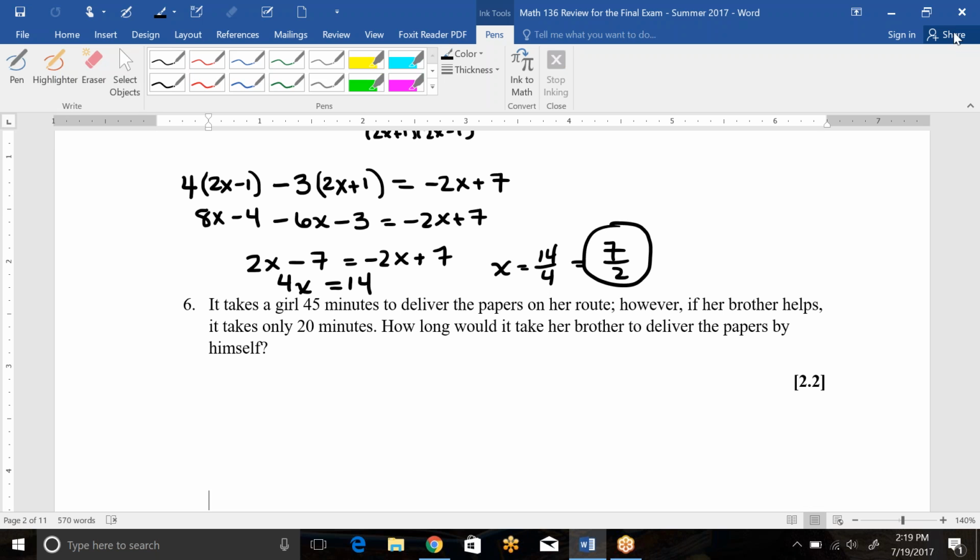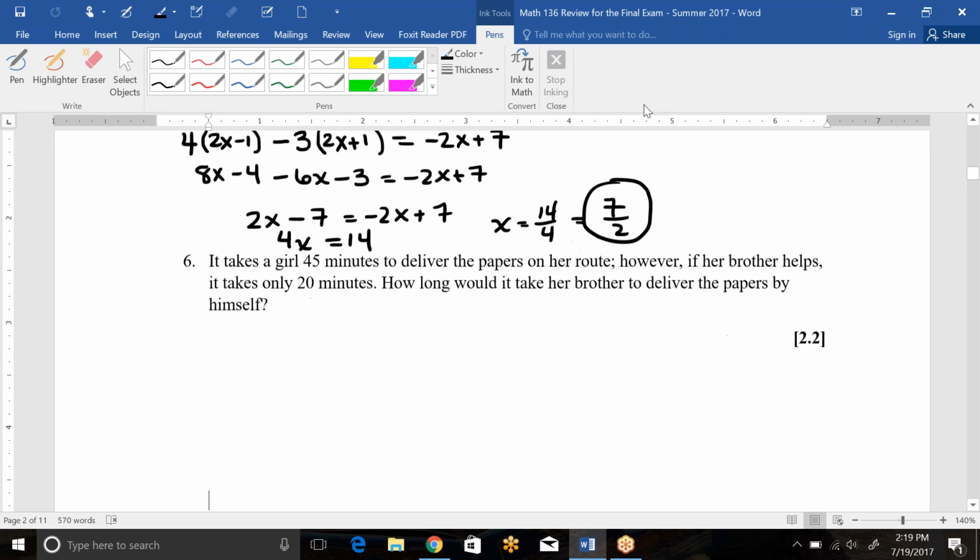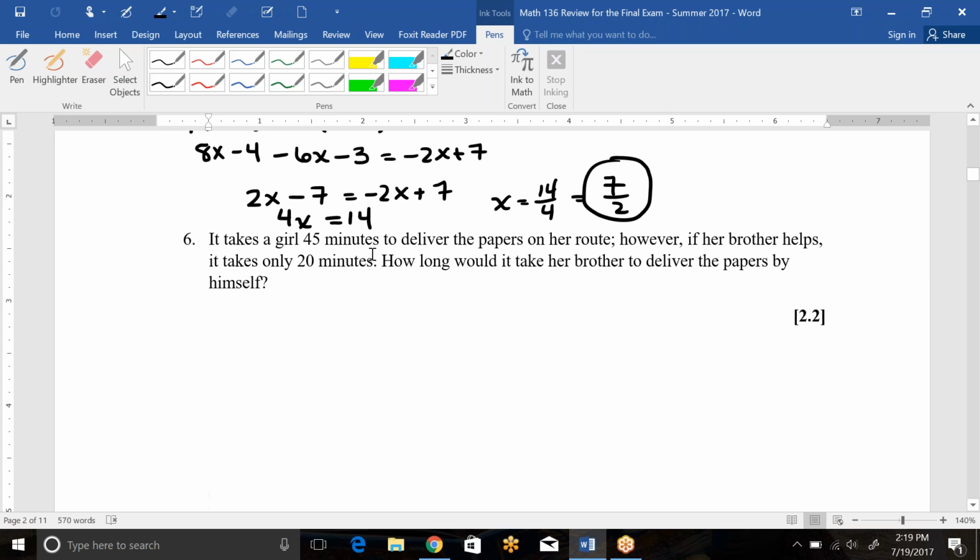Okay, let's look at number 6. It takes a girl 45 minutes to deliver the papers on a route. However, if her brother helps, it takes only 20 minutes. How long would it take her brother to deliver the papers by himself? Okay, so we have 2 people working at different work rates or different speeds.